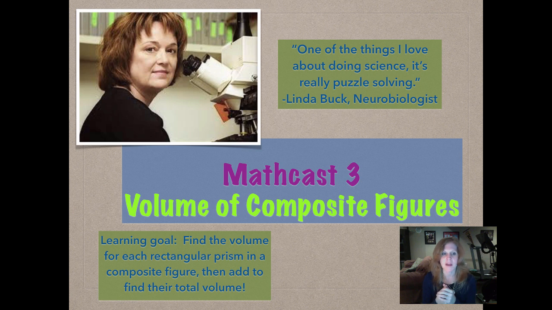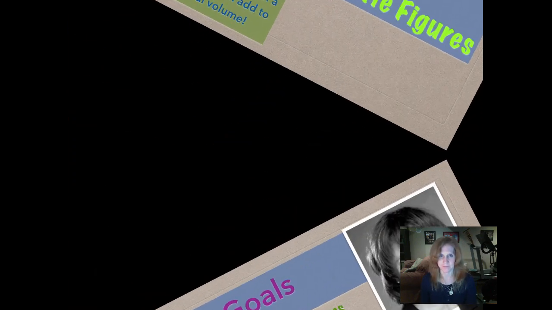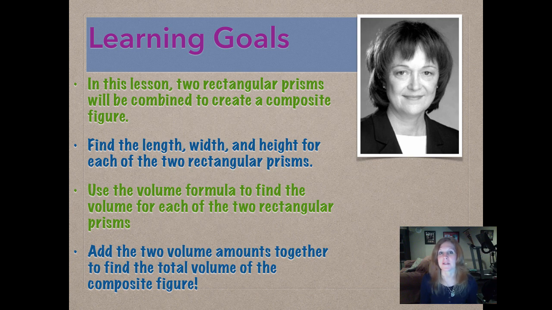manage and solve. So our learning goal tonight is to find the volume for each rectangular prism in a composite figure, and then add to find their total volume. Our individual lesson learning goals are to combine two rectangular prisms to create a composite figure. And a composite just means anytime you have something that's composite, it's made up of smaller parts. And so it's the same thing in math. It's going to be a figure that's made up of at least two parts.